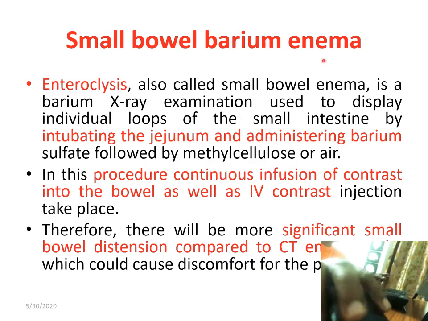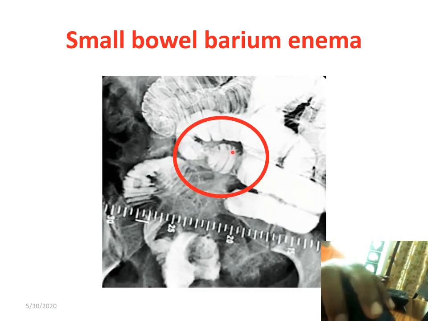Small bowel and barium enema. Another procedure is called enteroclysis. Here there are two procedures. They will intubate till the jejunum and infuse there, and they give the barium contrast as well as normal IV contrast. It gives significant small bowel distension compared to CT enterography. So you can see very well, and the patient will have some distension. You can see the constrictions here, a stricture.